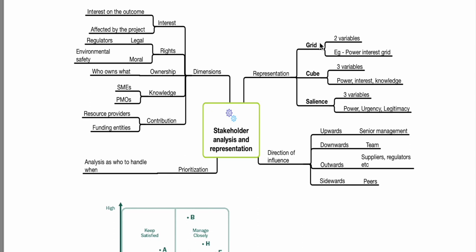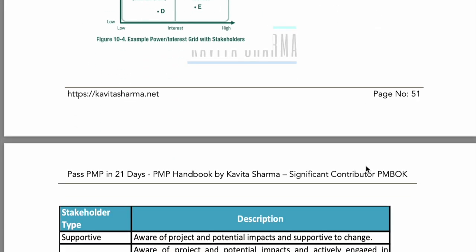How do I represent these stakeholders? We use grids or cubes. A grid is two variable, a cube is three variable, and salience is three variable. We discussed that. We also discussed direction of influence, wherein you are the PM and anything above you is upwards, below you is downwards, and then your peers, which is sidewards.